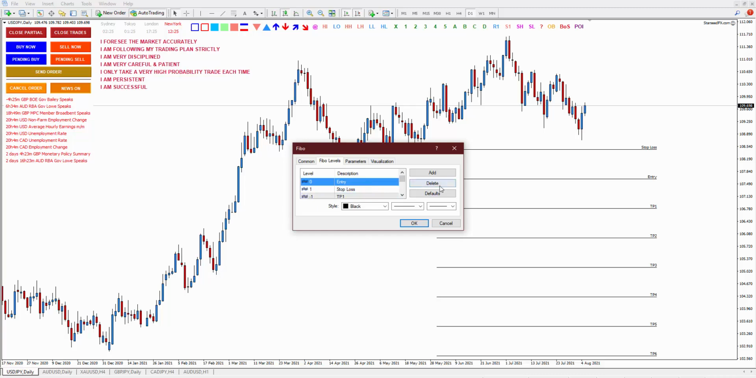You can delete it one by one. Choose one, delete, choose another, delete until it is empty. If someday you want to come back using Fibonacci, it will be easy. You just have to click defaults and then it will come back to Fibonacci.